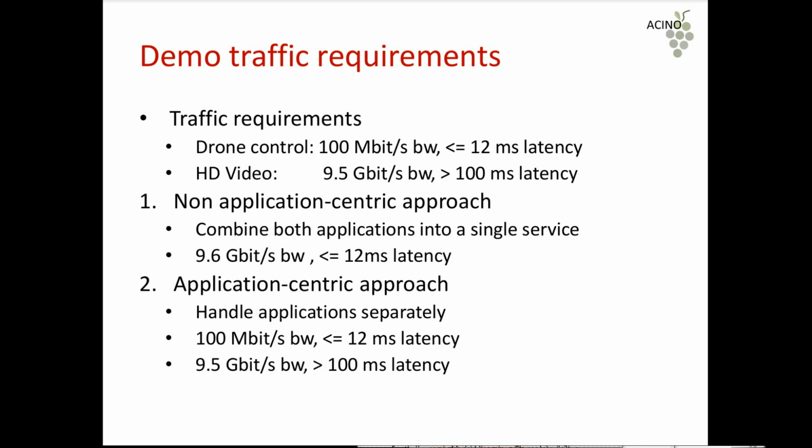So we will first try to use a non-application-centric approach where the requirements of many applications are combined. We combine the high bandwidth requirements for the video streams with the low latency requirements of the control channel, resulting in a service that needs a bandwidth of 9.6 gigabits per second with a maximum latency of 12 milliseconds. Secondly, we will try the application-centric approach, where the applications are separately handled. There will be one low latency, low bandwidth connection, and one high bandwidth, high latency connection.